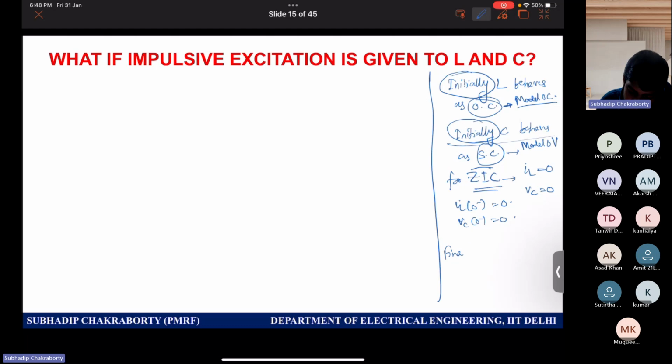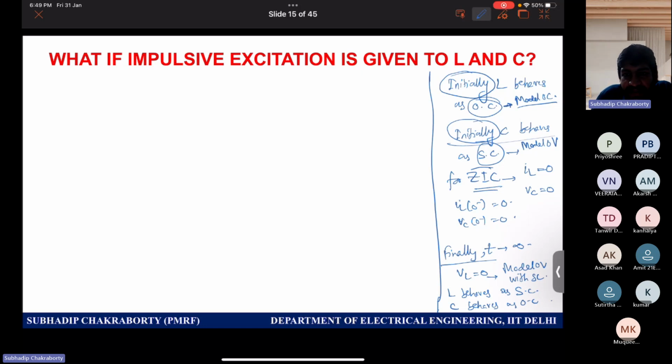But finally, once everything is settled, t tending to infinity, the inductor current will not change at steady state. So the voltage across inductor will be 0. Once it is 0, how to model it? Model zero voltage with short circuit. So finally, L behaves as short circuit and capacitor behaves as open circuit, because it is finally charged up to its full voltage. And once it is charged up to full voltage, there will be no flow of current. Once there is no flow of current, you model zero current with open circuit.